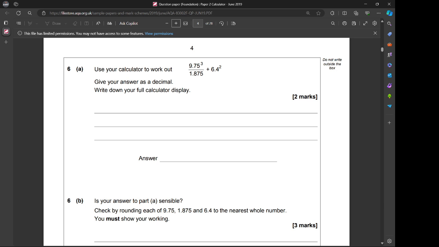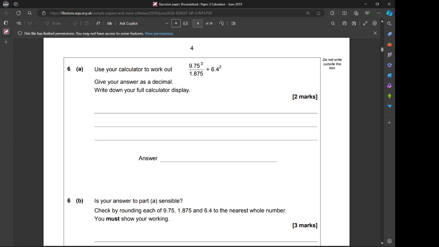I'm doing it on my phone here, so I apologize if you can't see me. But on your calculator, you would obviously enter your fraction button. So fraction button, 9.75 cubed, so to the power of 3, over 1.875, and then plus 6.4 squared. And our answer, guys, is 535.285. So that is my answer.